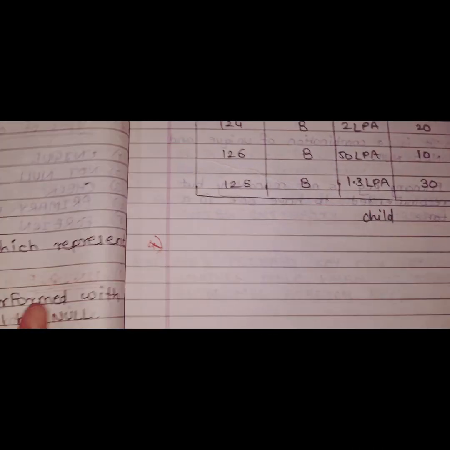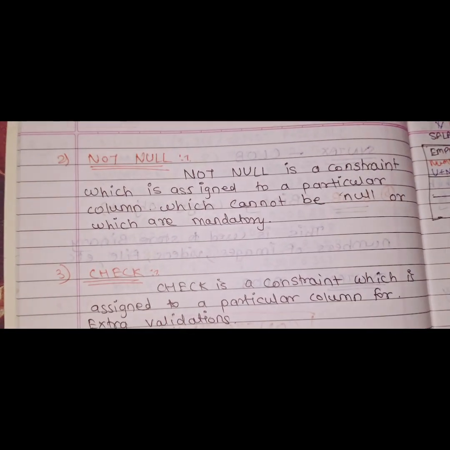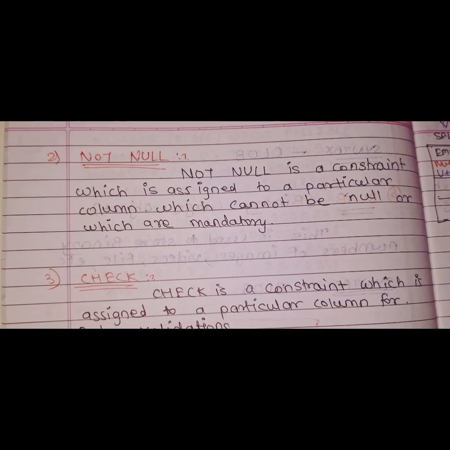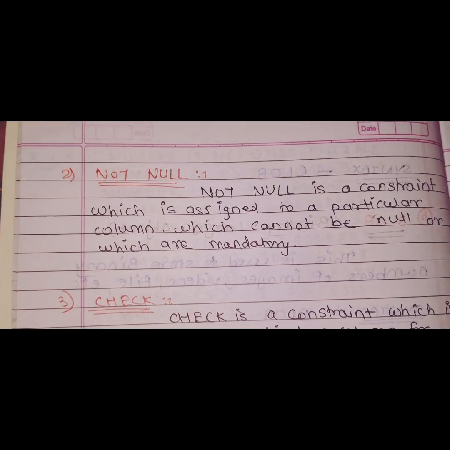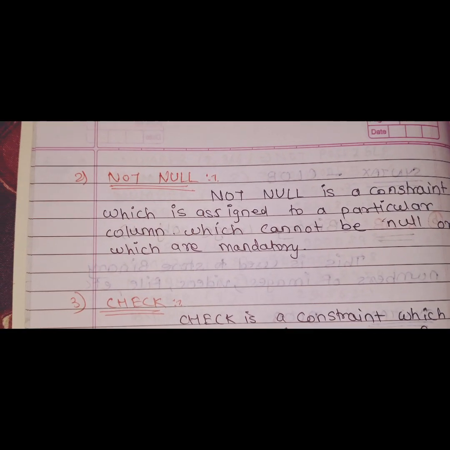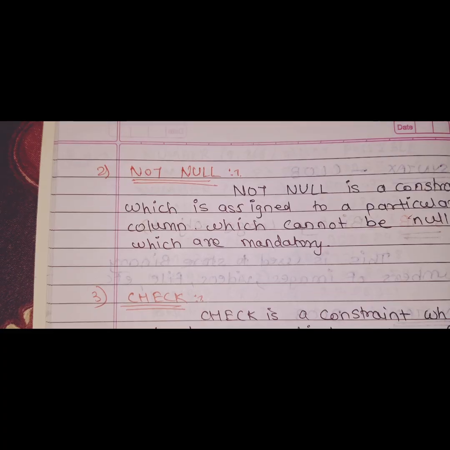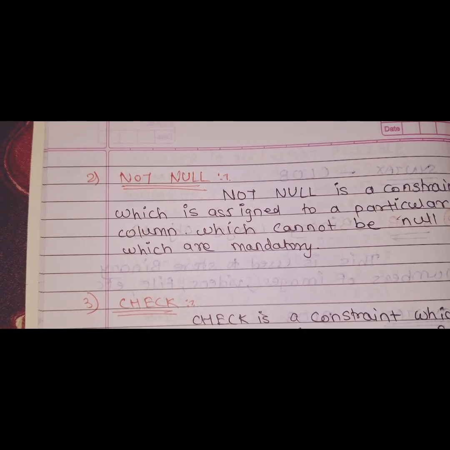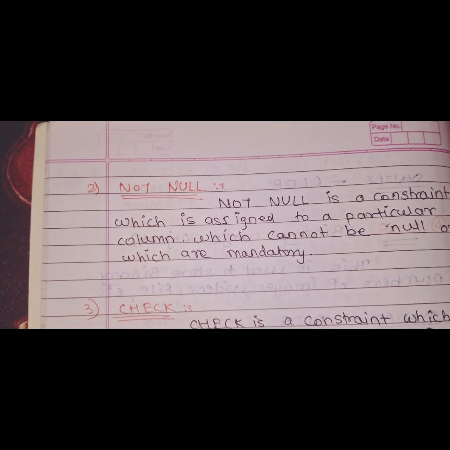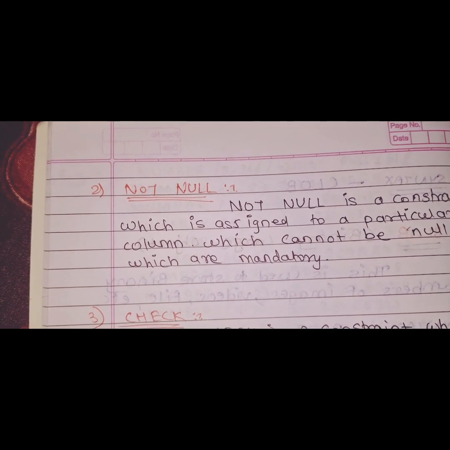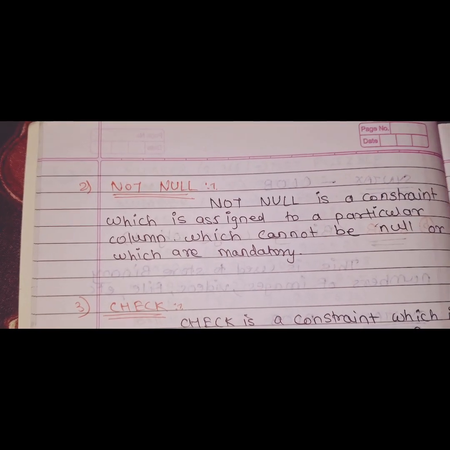Let's understand the not null constraint now. Not null is a constraint which is assigned to a particular column which cannot be null, or which is mandatory. So let's take an example: name. Name cannot be null. Every student must have a name, and it is mandatory. So in a student table we can assign a not null constraint to name. We can assign not null constraint to roll number as well. So roll number can be unique, roll number can be not null.